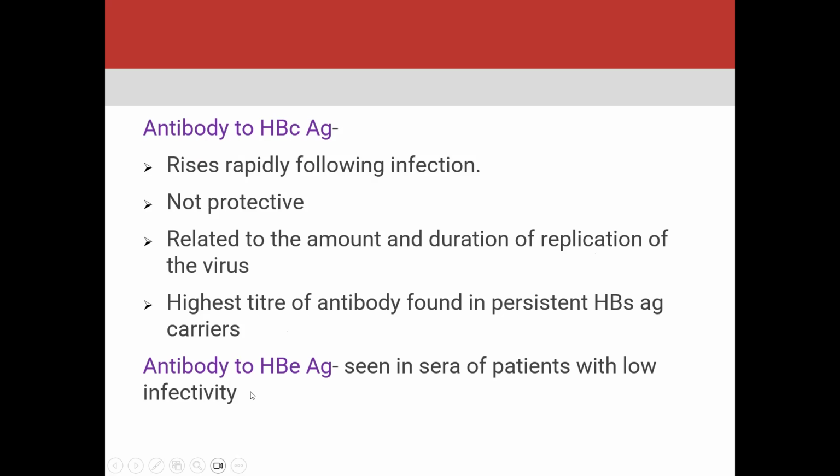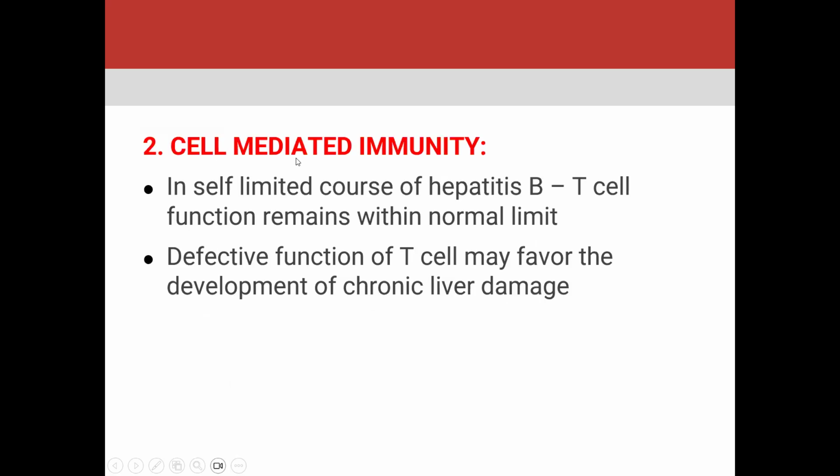And antibody to HBe antigen is seen in the serum of patients with low infectivity. Now the cell-mediated immunity. In a self-limited course of hepatitis B, T cell function remains within normal limits. But in chronic infection, where there is defective function of T cells, if the T cells are not working properly, it leads to chronic liver damage. So it favors liver damage.